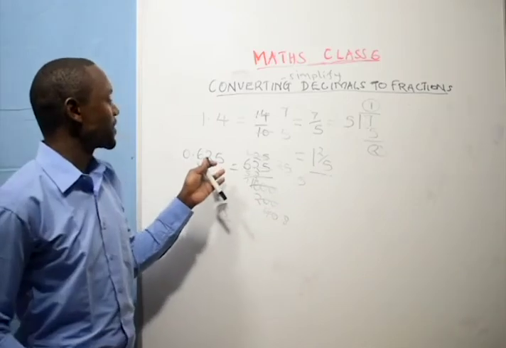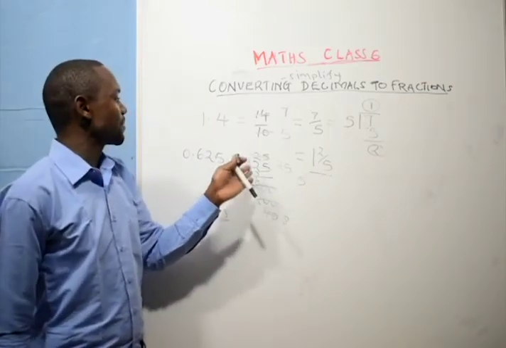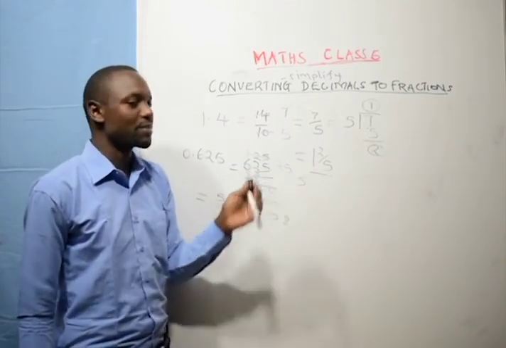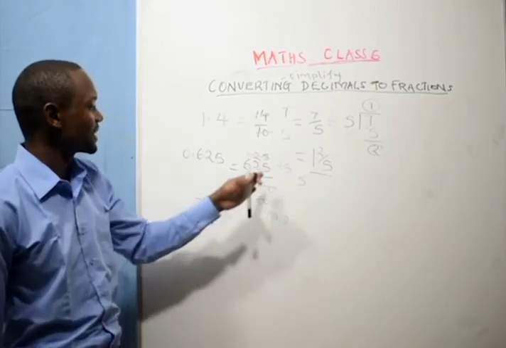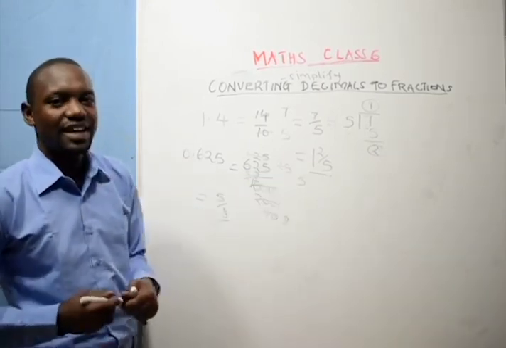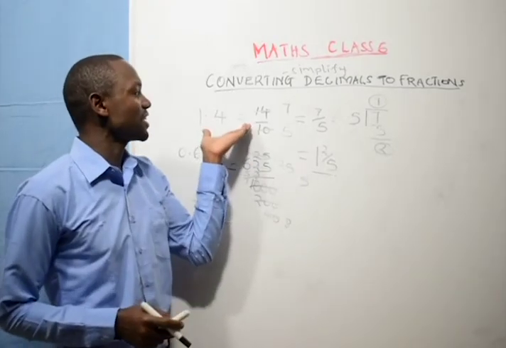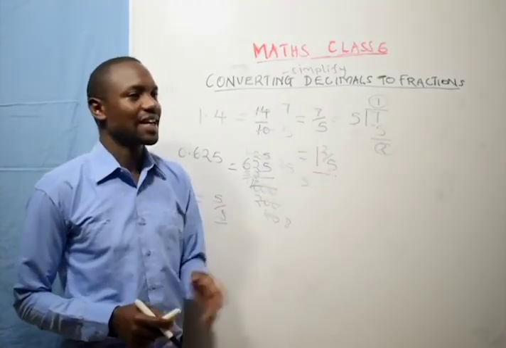Just look at the number of decimal places. Then place it over a power of 10 with the same number of zeros as the number of decimal places. Then you simplify. And if it is an improper fraction, convert to a mixed number.